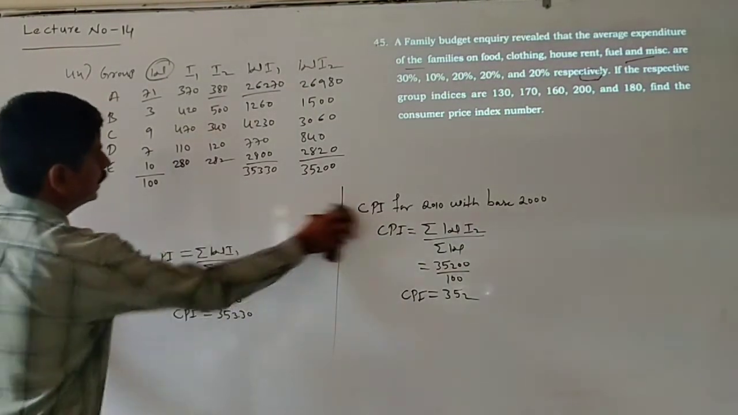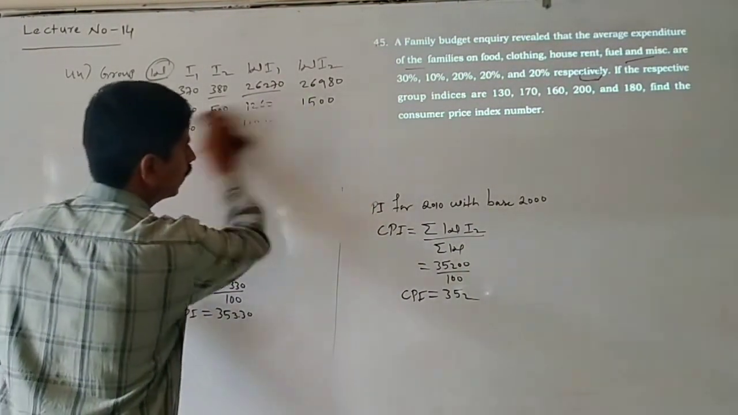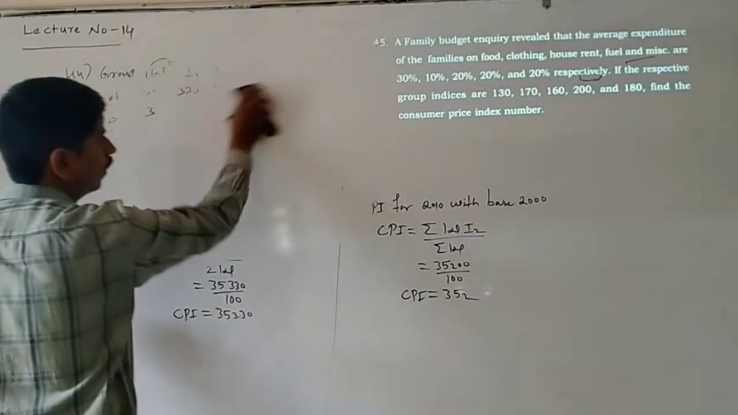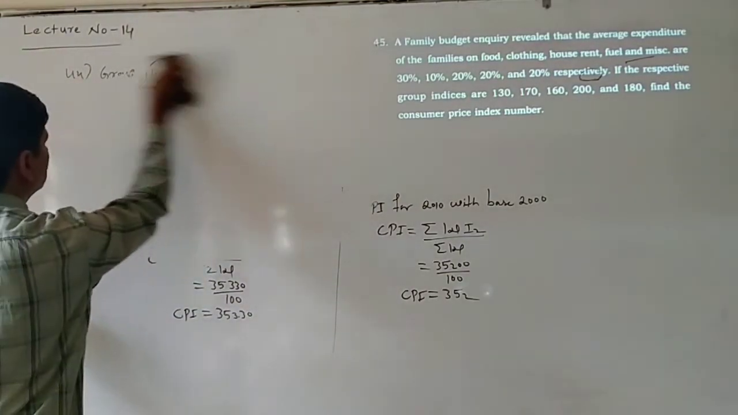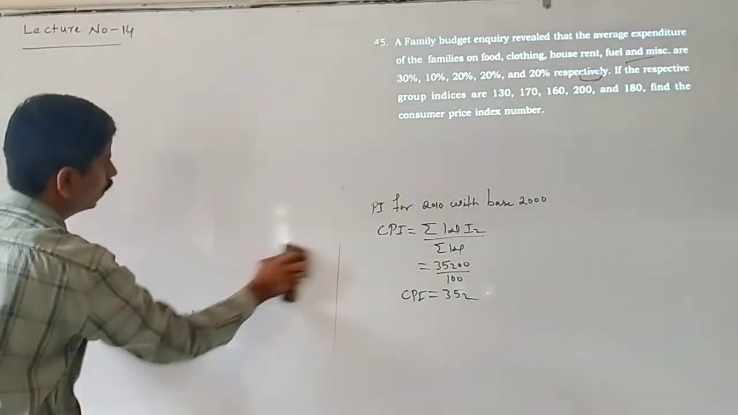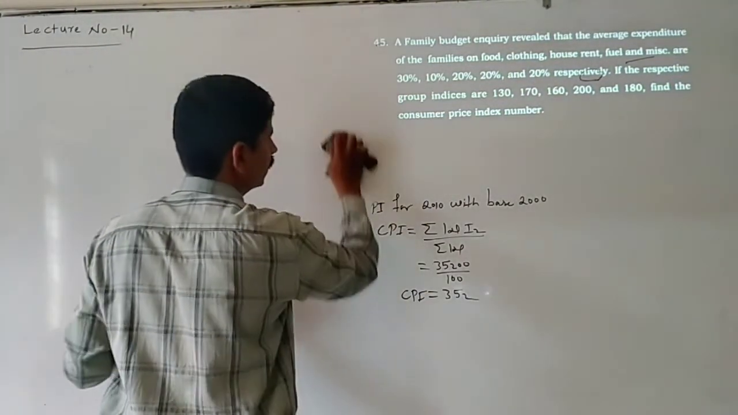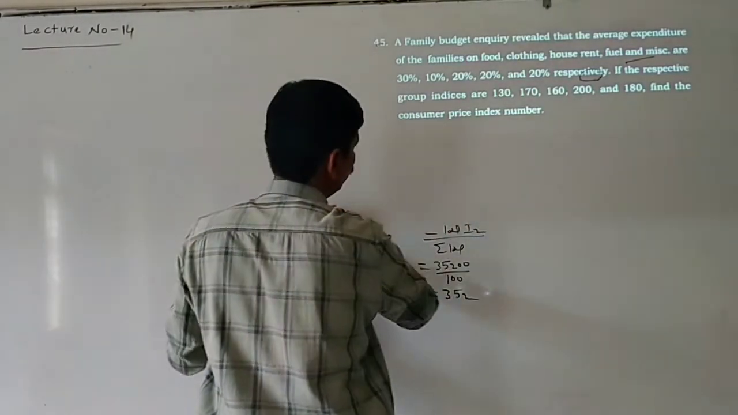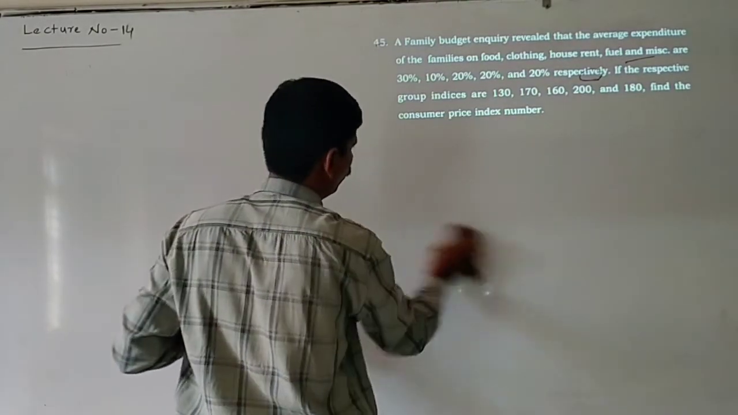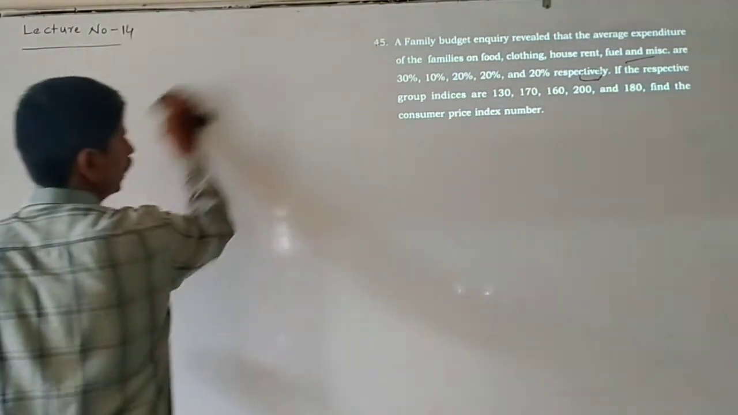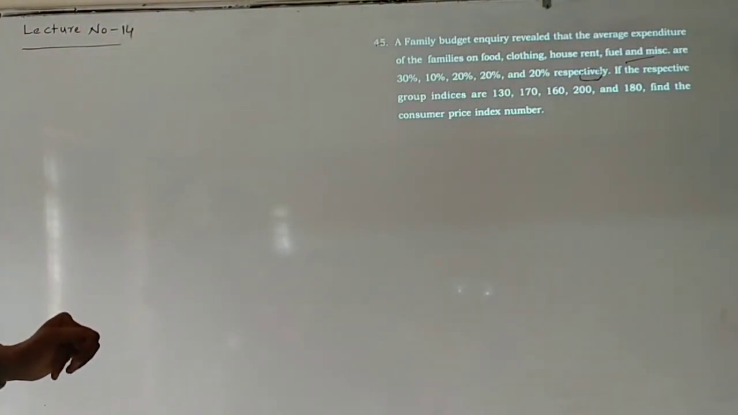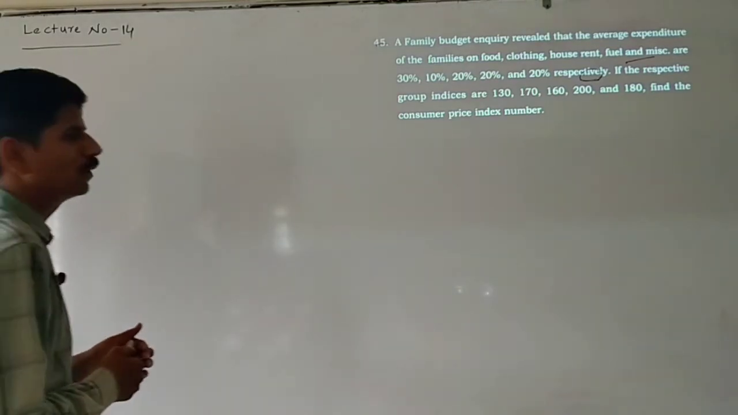A family budget inquiry revealed that the average expenditure of the families on food, clothing, house rent, fuel and miscellaneous are 30%, 10%, 20%, 20% and 20% respectively. If the respective group indices are 130, 170, 160, 200 and 180, find the consumer price index number.